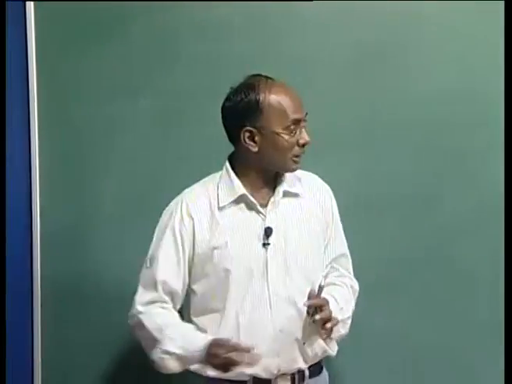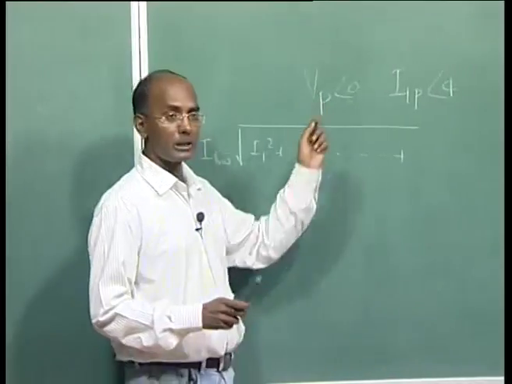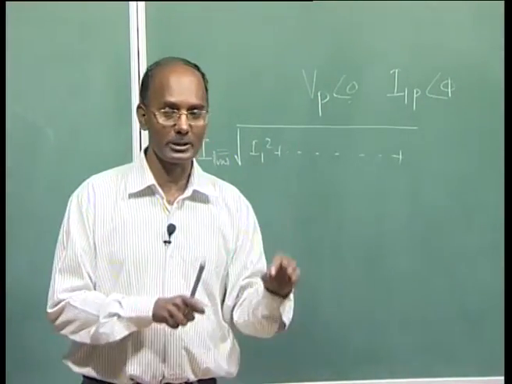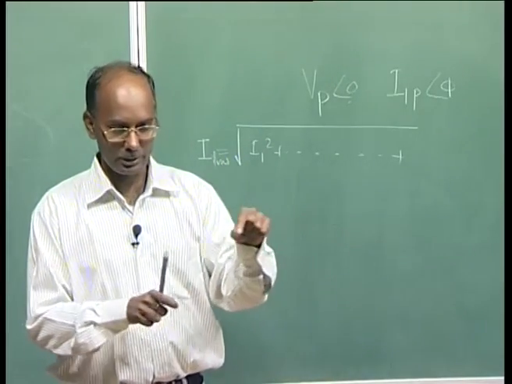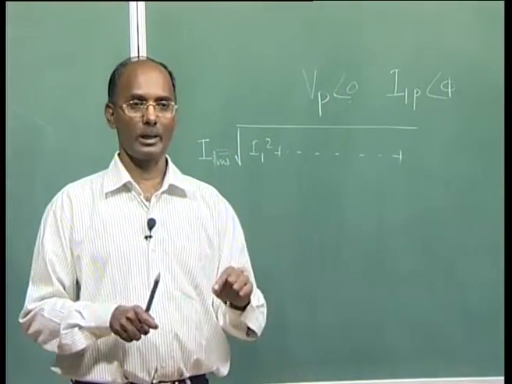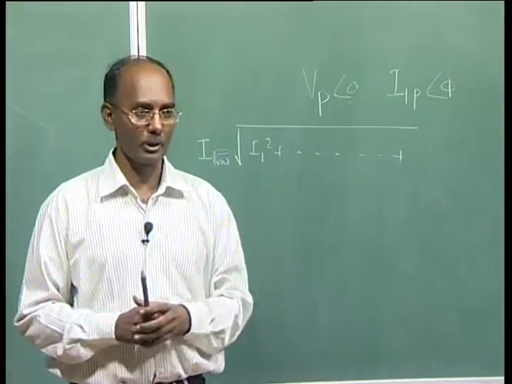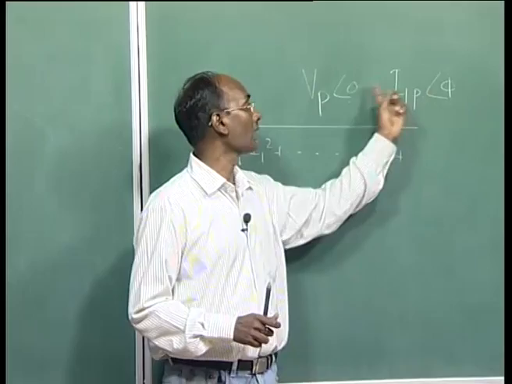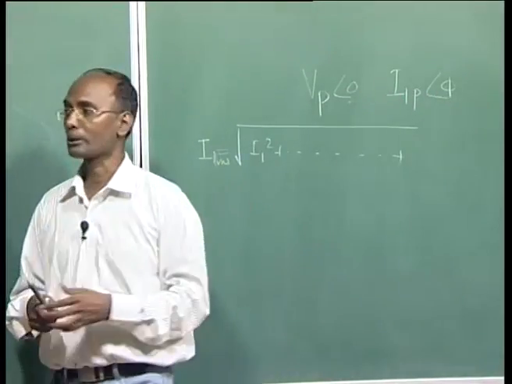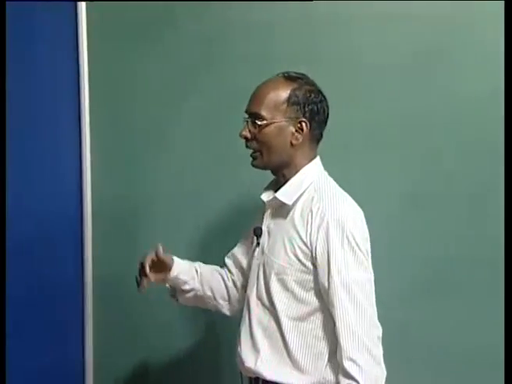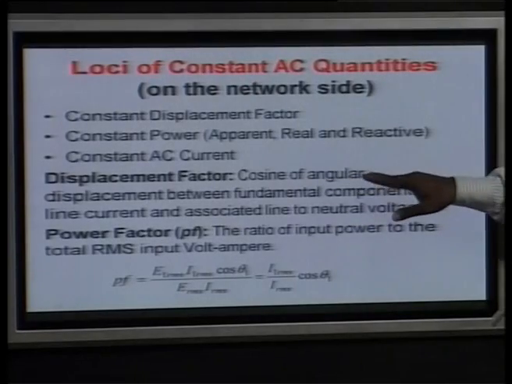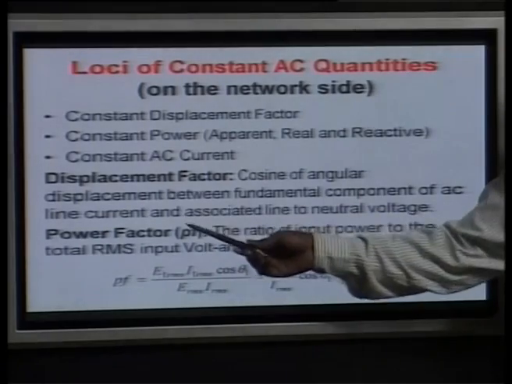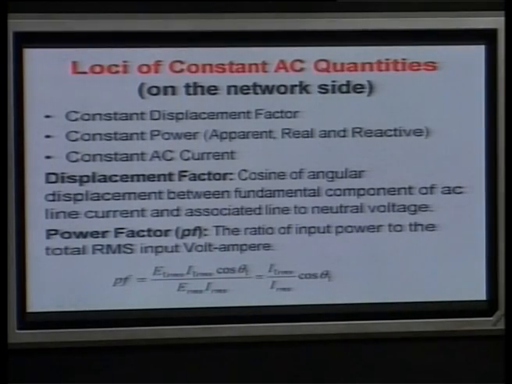So it is the cosine of this angle between the voltage, because we are injecting a sinusoidal voltage. There are no voltage harmonics on the AC side. On the AC side the source is a balanced three-phase supply. Only the current has harmonics, and that's why we take the fundamental component of that phase current, and the angle between these two is the displacement angle and the cosine of this. So it is defined as the cosine of the angular displacement between the fundamental component of the AC line current and the associated line-to-neutral voltage. This is the phase voltage.